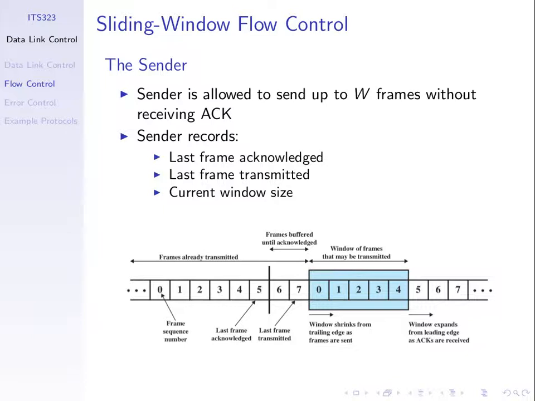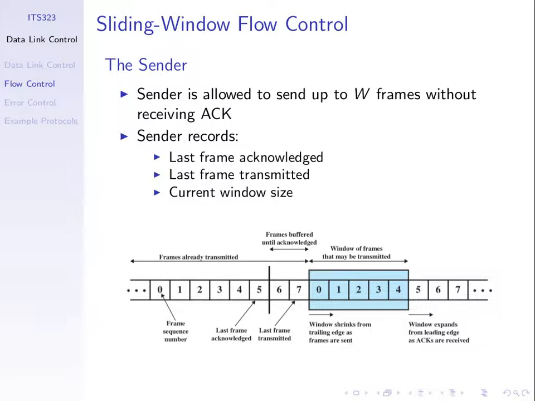In fact, the sender records the last frame acknowledged. In this example, 5. Frame number 5 is the last one that we received an ACK for, which means we've sent the data and received the ACK. The last frame transmitted, 7 in this example, means we've transmitted frame 7, but we haven't yet received the ACK for frame 7. It also means we've transmitted frame 6, because if frame 5 has been transmitted and acknowledged, and frame 7 has been transmitted but not acknowledged, because we go in order, if we've done 7, we must have also done 6. So 6 and 7 have been sent already.